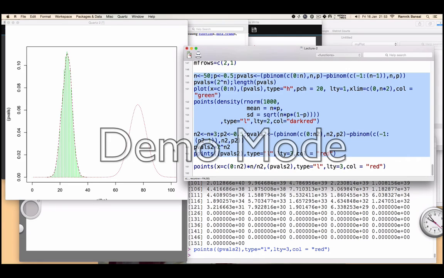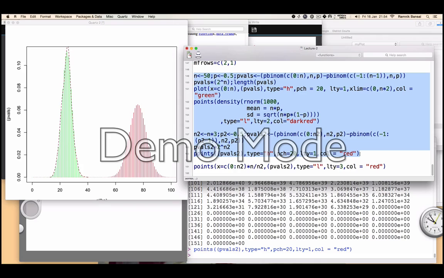The green one, let me change it because you'll be slightly confused. I'll make the type of it not line but histogram. So these two are histograms, the red one and the green one. Let me make it exactly the same as it is: pch is equal to 20, line type is equal to 1. Okay, so let's just do this. Is this clear?